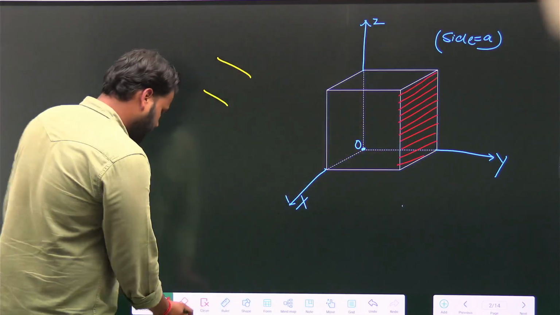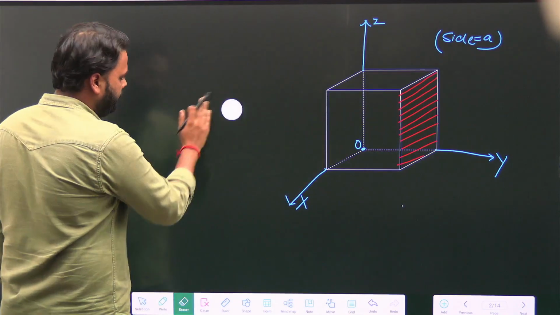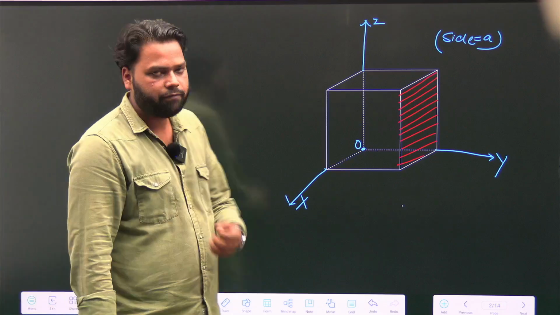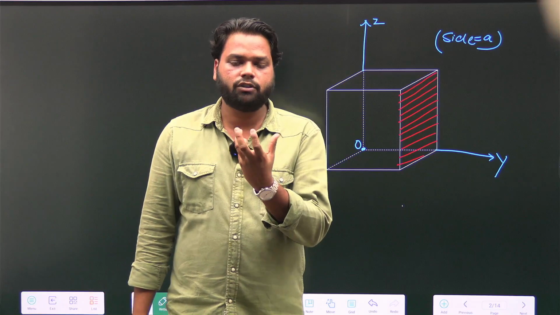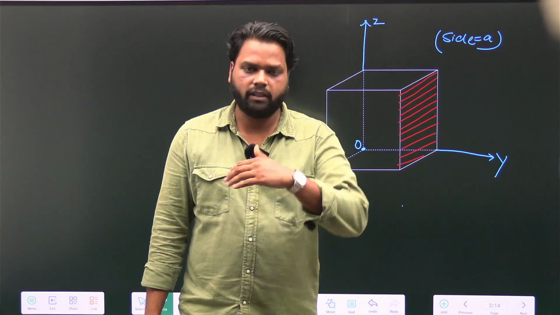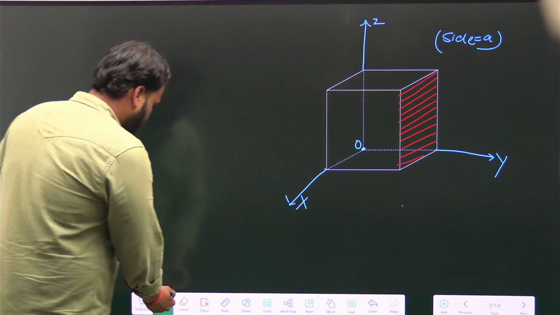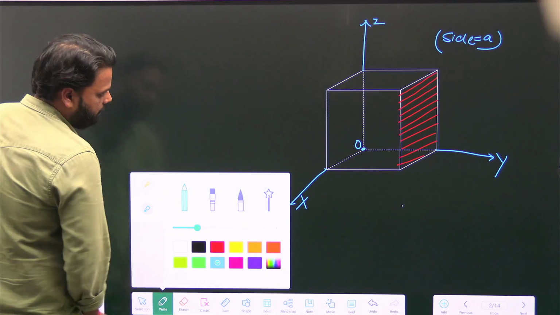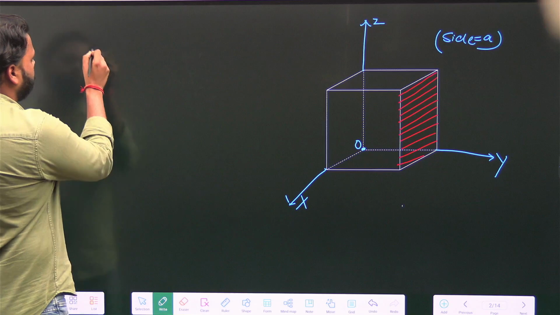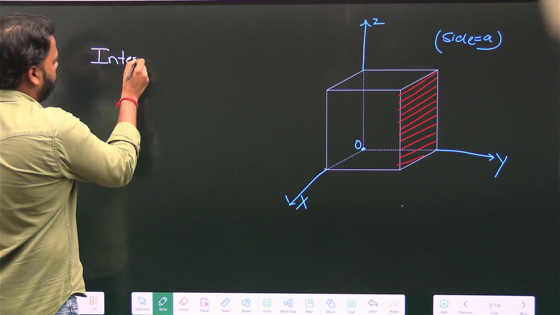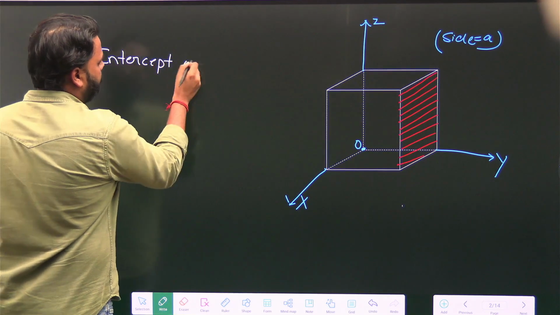For finding this, what step did I tell you? First of all, go about the intercepts on their respective axis. So tell me, what will be the intercept on the x-axis? Intercept on x-axis.